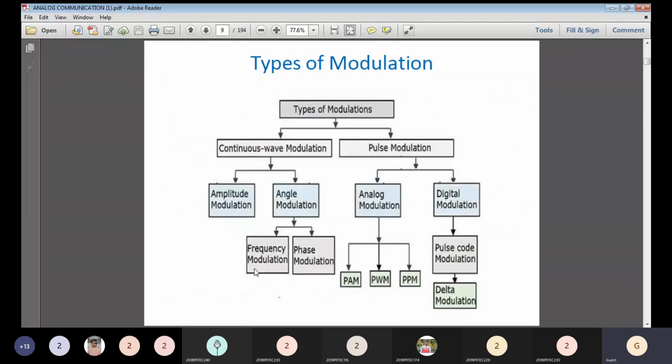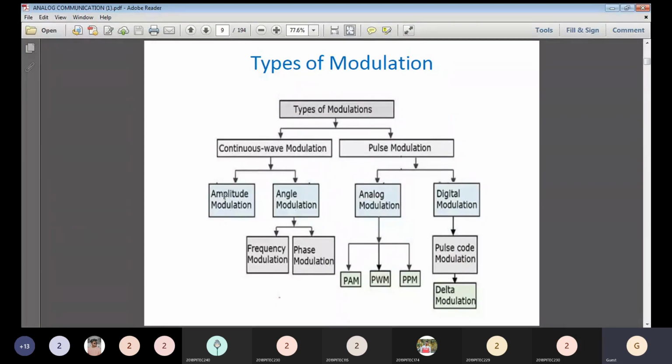Next one is the types of modulations. Different types of modulations are there. The first one is continuous wave modulation and the second is pulse modulation. In this class, we are going to study continuous wave modulations only. Continuous wave modulation means the analog signal modulation, where an analog carrier signal is used. So this modulation is called continuous wave modulation.